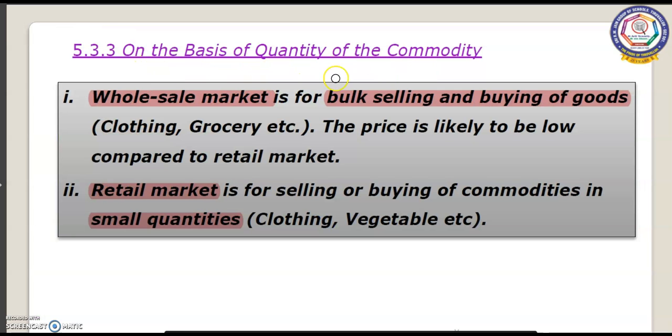Now on the basis of quantity of the commodity, it can be divided as wholesale market and retail market. Wholesale market is for bulk selling and buying of goods. For example, you can take clothing, grocery. So here the price is likely to be low when compared to the retail market. Next one, retail market is for selling or buying of commodities in small quantities. For example, we can take clothing, vegetables and all.